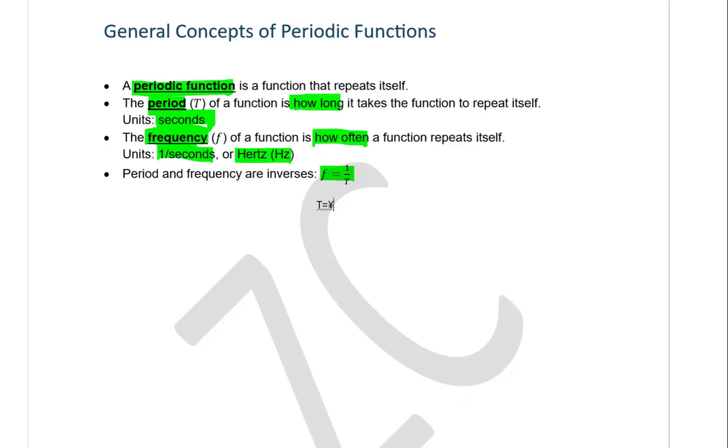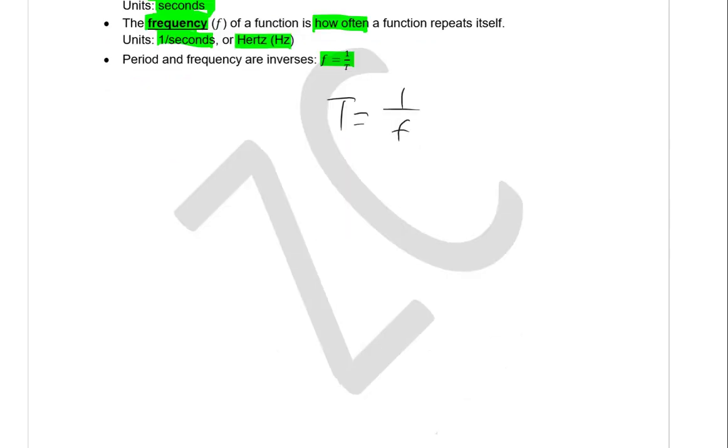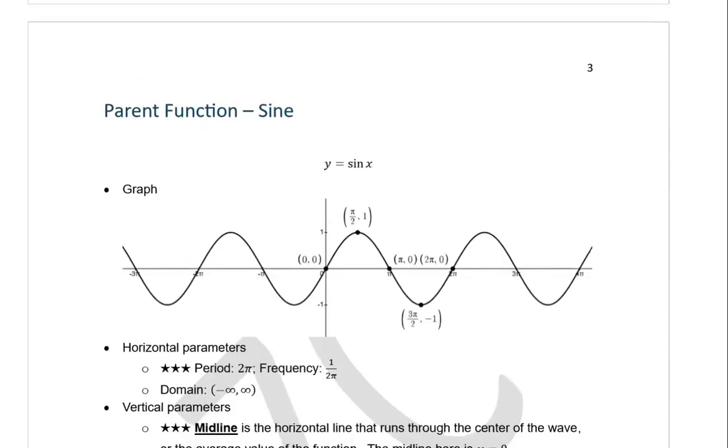Oh, I don't want it to change to that. Why did it? I think I used the wrong pen. T is 1/f. There we go. Okay. Okay, so those are the general concepts that we need to know in terms of horizontal parameters or time-related parameters, okay? There's going to be some more for sine and cosine. We'll get to there, okay?